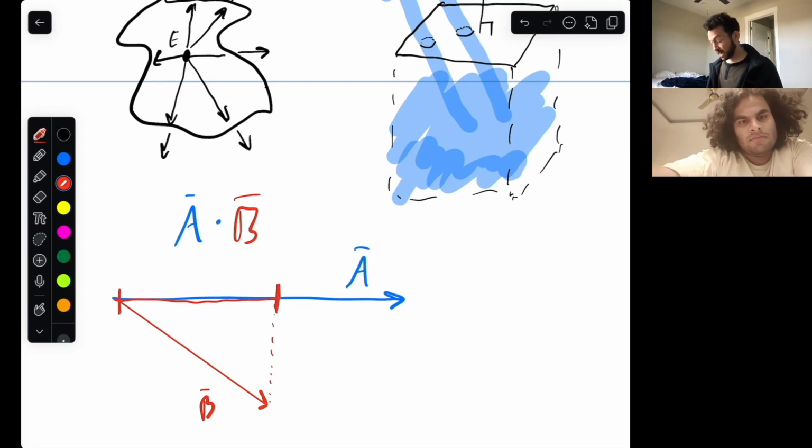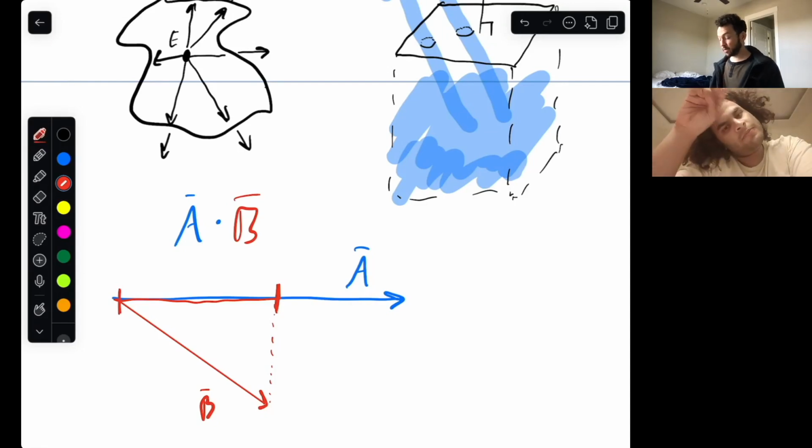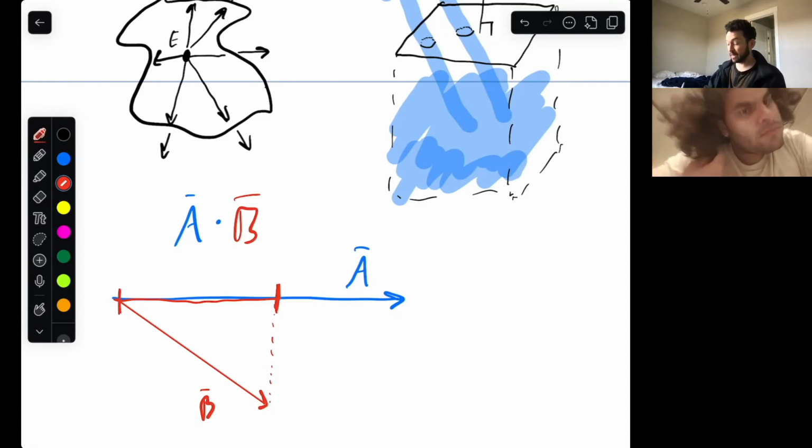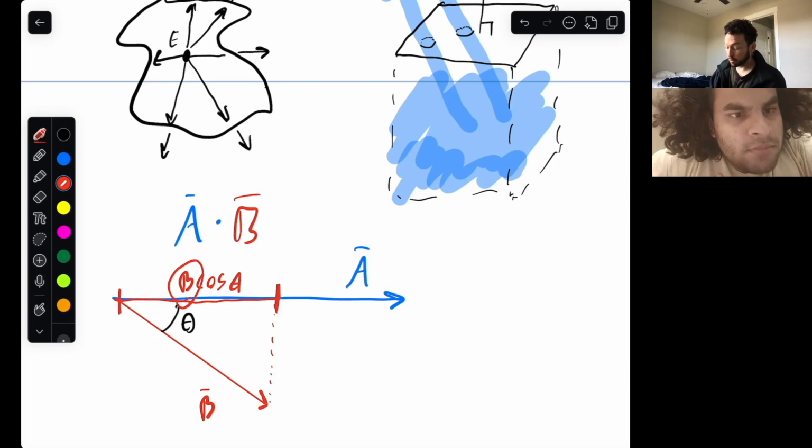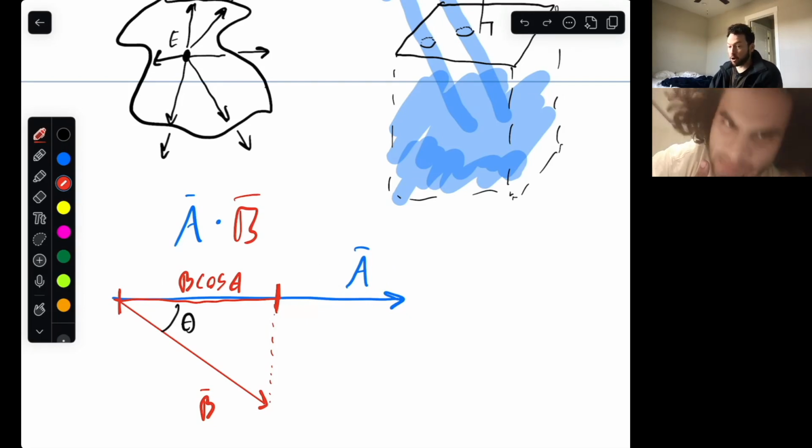Now you'll notice that I didn't write this as a vector, because this projection is written as a scalar, so it's B times the cosine of theta. And notice I didn't put a bar here, because that's my way of writing a scalar, is to not write a bar. A lot of people do this. If there's no bar, then it's a scalar. If there is a bar, then it's a vector.